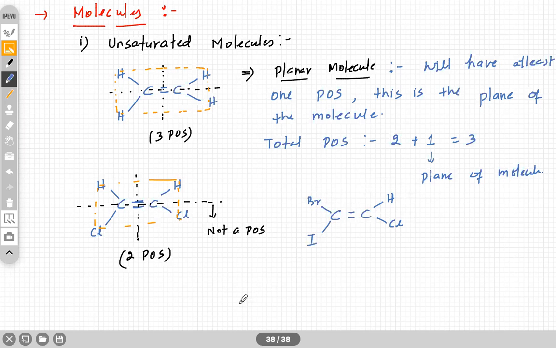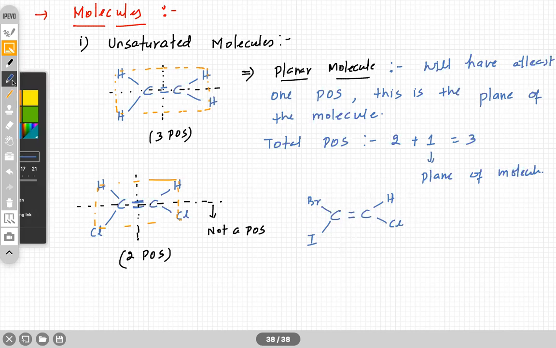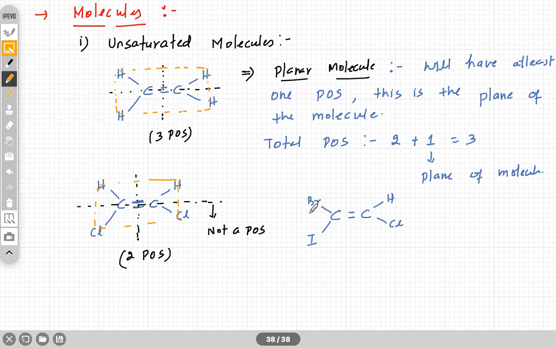Br and I. Okay. So this one we cannot have, this one we cannot have. We have only one plane of symmetry here, and that is the plane of the molecule. To understand this, you can assume all the atoms as a sphere, right? And when you cut this molecule along this plane, we have half a sphere this side, half a sphere other side, right? That's what you can understand. So we have here one POS possible for this.